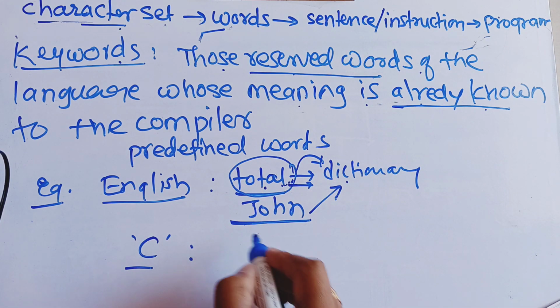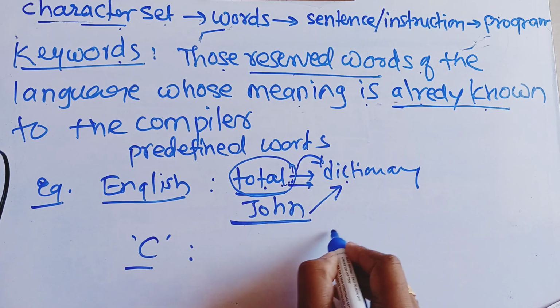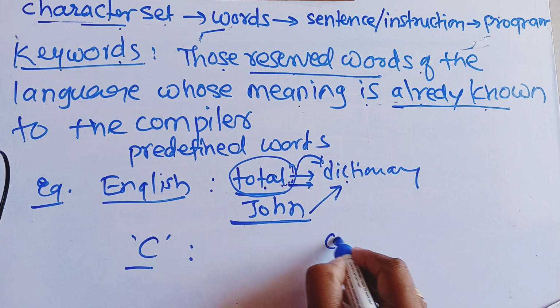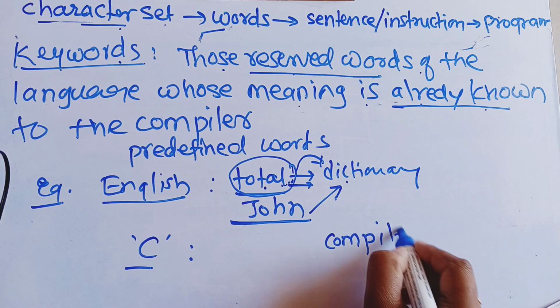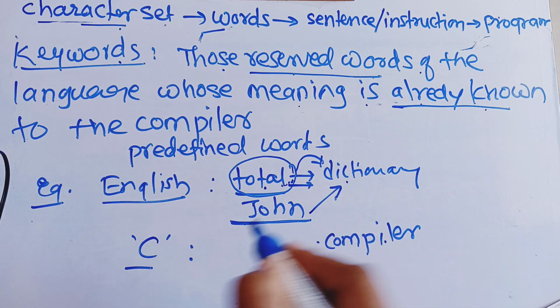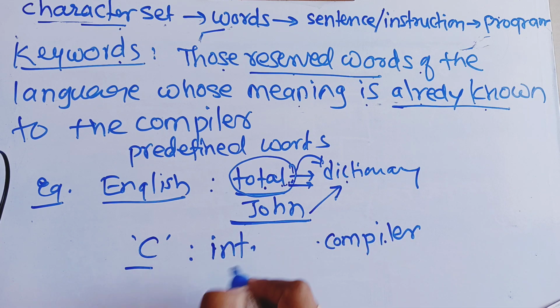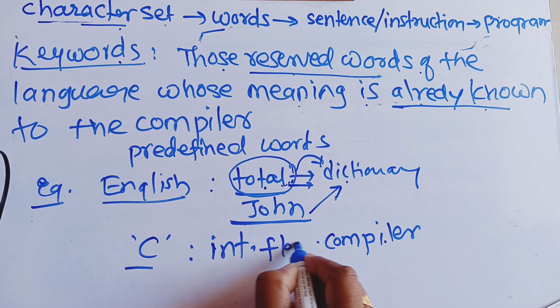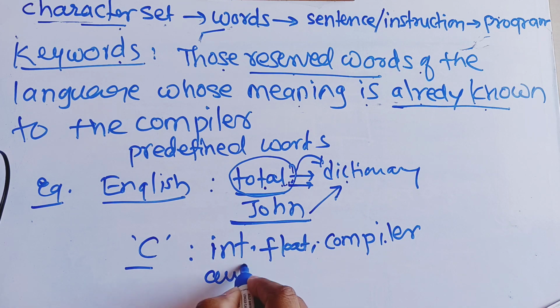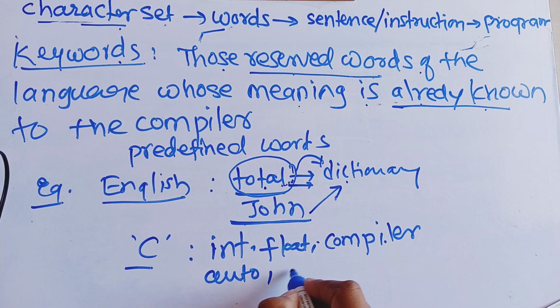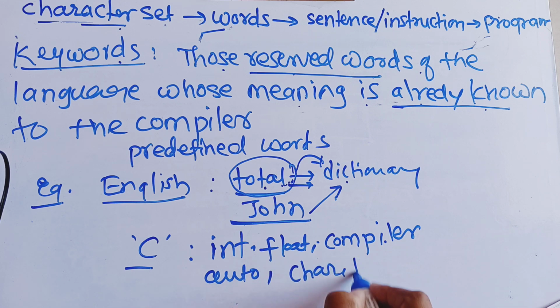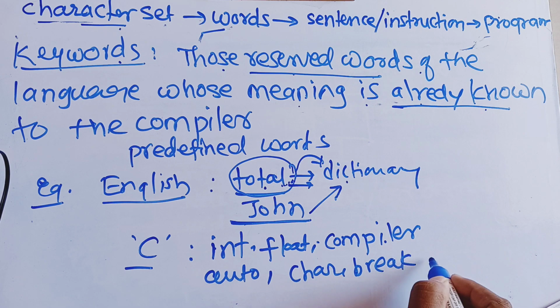In our case, in the C language, there are a few words whose meaning is already known to the compiler, instead of the dictionary. Example, I can say there is a word called int, there is a word called float, there is a word called auto, char is there, break is there.